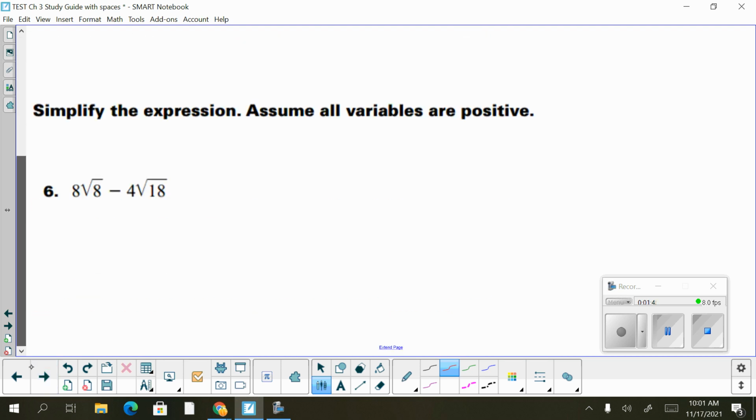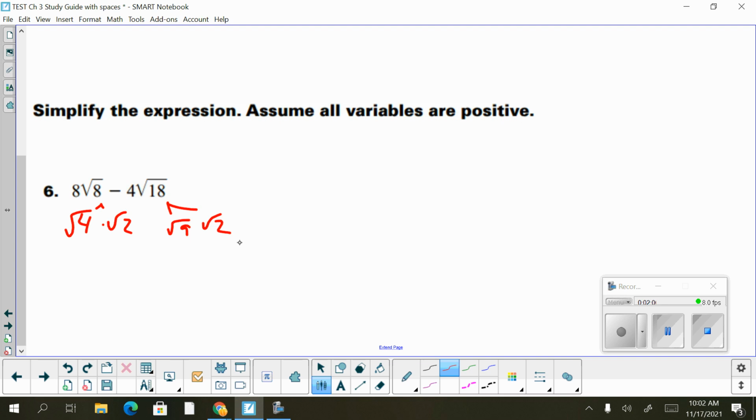Number 6, we're going to have to get these to be like terms. They're not like terms right now. I'd factor the 8 down into radical 4 times radical 2. I'd factor the 18 down into radical 9 times radical 2.